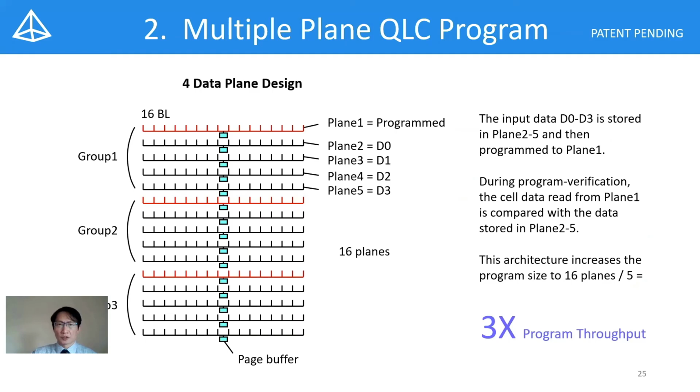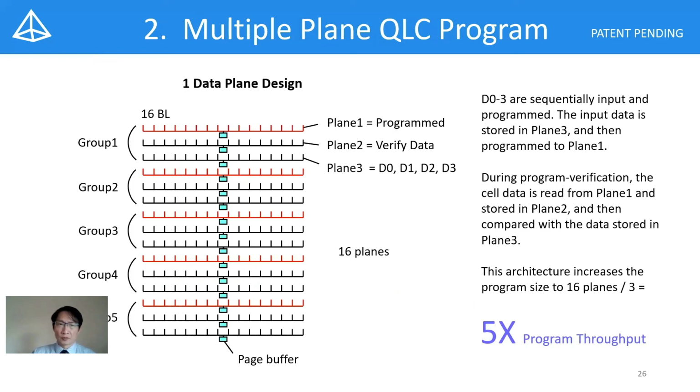The second solution is called multiple plane QLC program. The 16 planes are divided into 3 groups. Each group contains 5 planes. The input data D0 to D3 are stored in the 4 planes and then programmed to 1 plane. During program verification, the cells are read and compared with the input data stored in the 4 planes. This architecture increases the program throughput by 3 times.